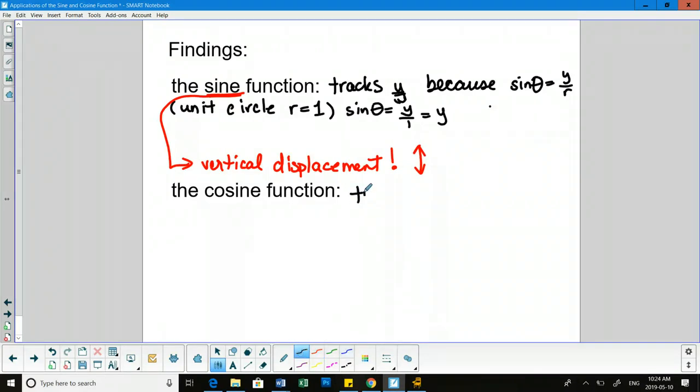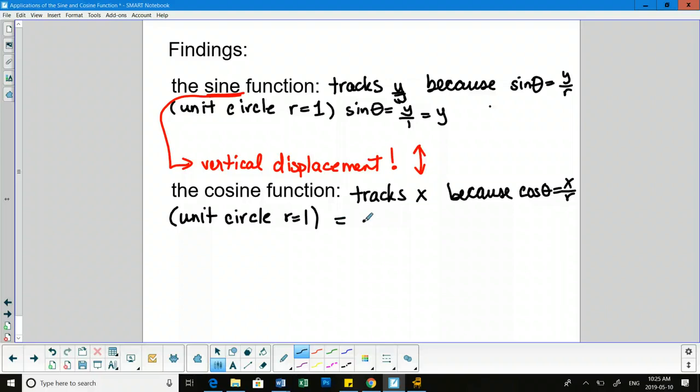All right, the cosine function tracks x, because we know from last chapter that cos of theta is actually equal to x over r. And when we have our unit circle, which has that radius of 1, that means that the cos of theta will actually end up being x over 1, which gives us x. So when we think cosine function, we want to think horizontal displacement.